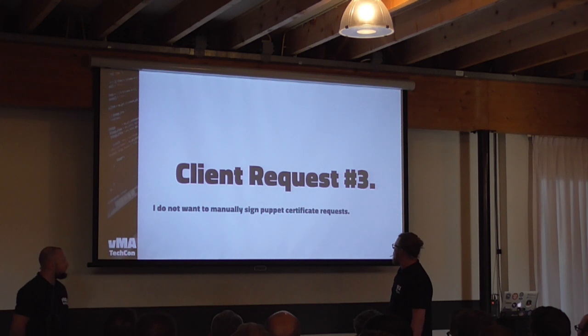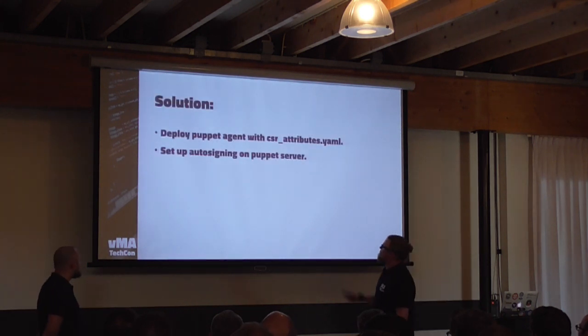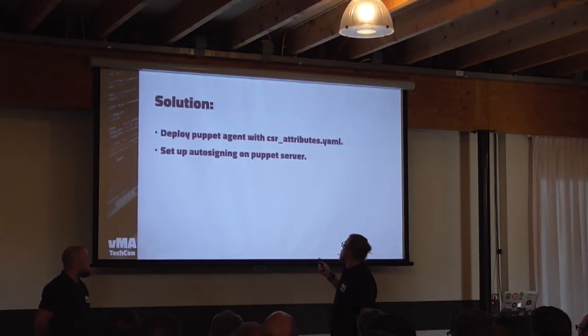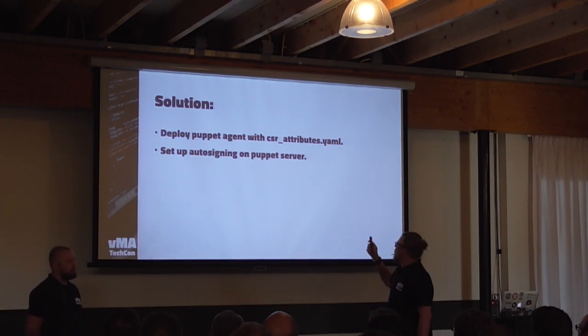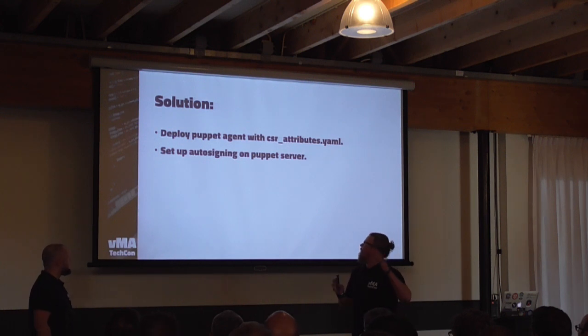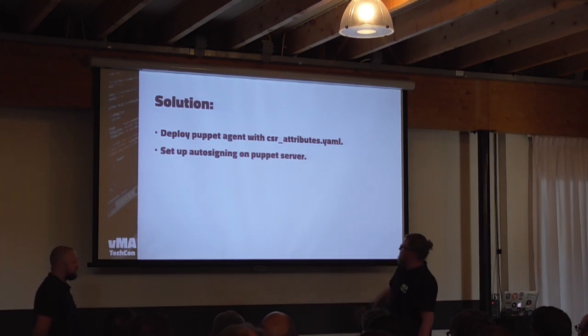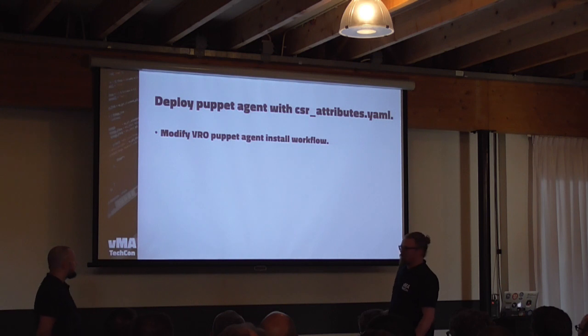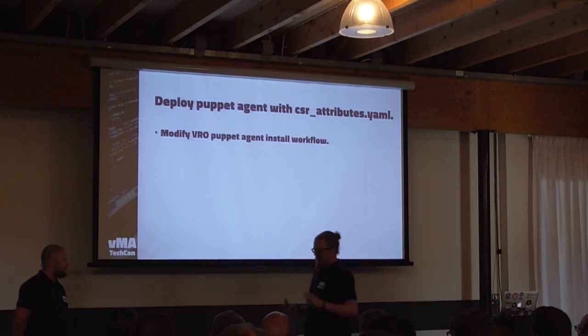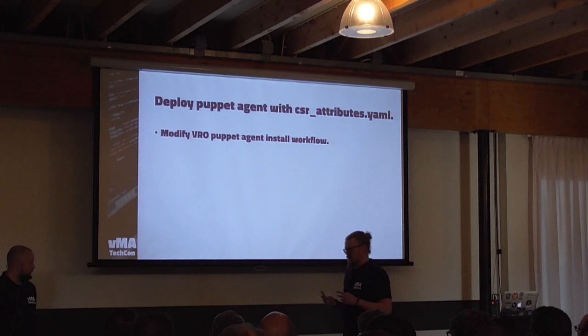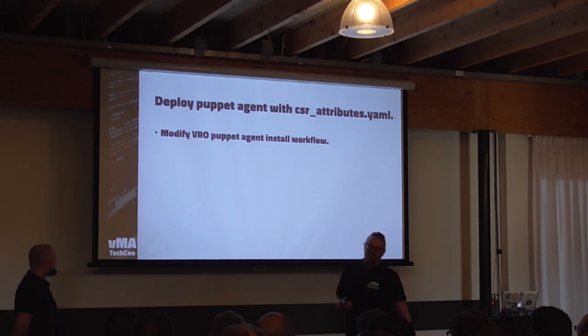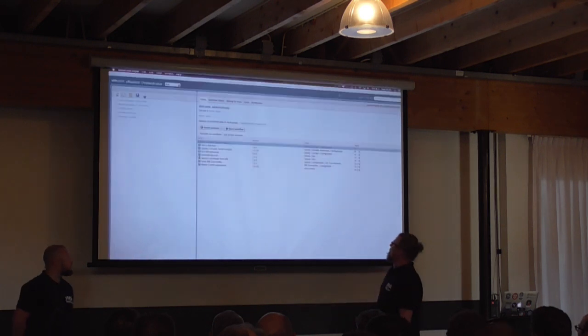I don't want to manually sign Puppet certificate requests. So that makes sense. This sounds a little easy, but it's actually kind of complicated. We're going to deploy our Puppet agent with a file called the csr_attributes.yaml file, which is a YAML file which gets read as soon as the certificate signing request is started on the Puppet agent. And we're going to set up autosigning on the Puppet server. What we're going to do is put a secret password in the certificate that we create at the first Puppet agent run, and that secret password, the Puppet master knows about that one. It's going to go like, does the password match? Yeah, it matches. Okay, I trust you. I'm going to sign it.